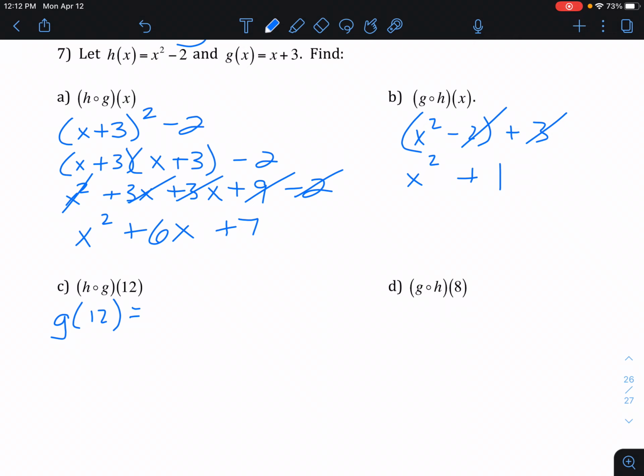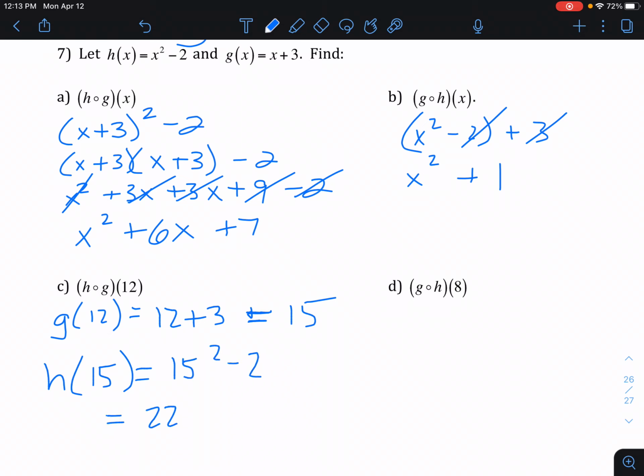All right, so g of 12. So 12 plus 3 is 15. Now we got to take the 15 and go into h with it. So h of 15. So h, that's 15 squared minus 2. 15 squared is 225, minus 2 is 223.